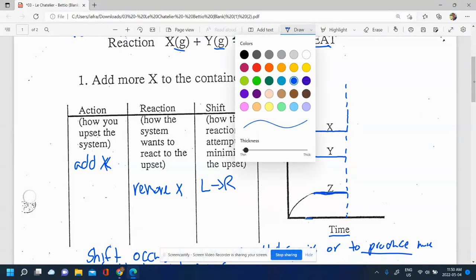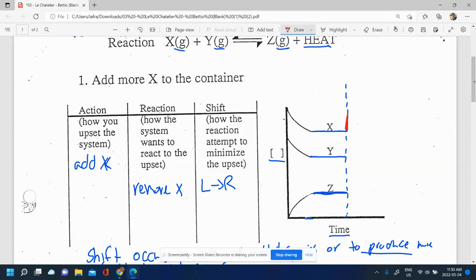If I added some X in, what I'm going to see is the level of X rise sharply. That's because I just added a bunch of X in. So it's not going to be a gradual rise like it's being produced over time. It's a sharp rise, so a nice vertical line to show that sharp rise.